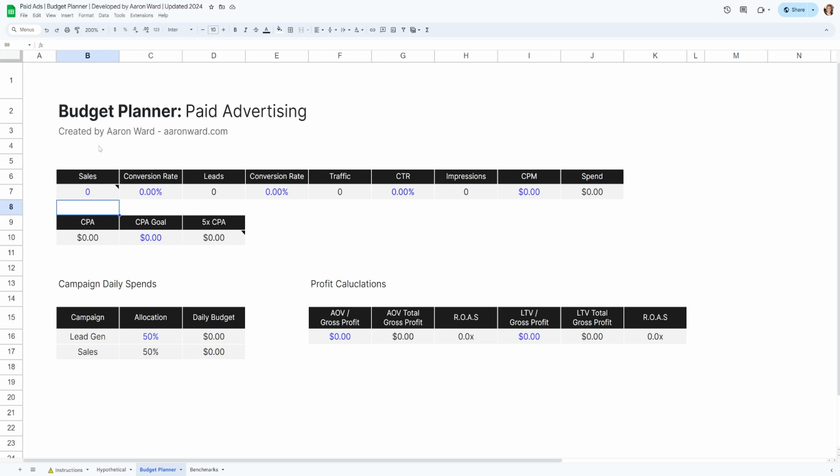The way we use this calculator is essentially we work from the end in mind. So starting over here with sales, we're going to type in our goal.